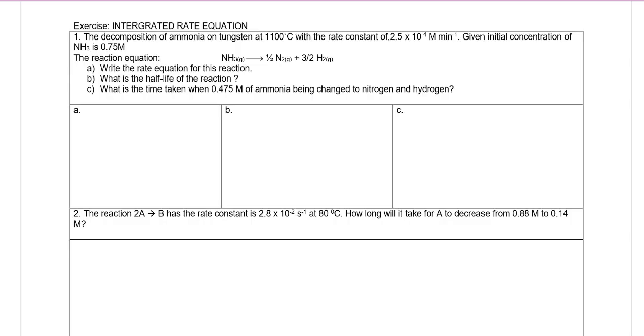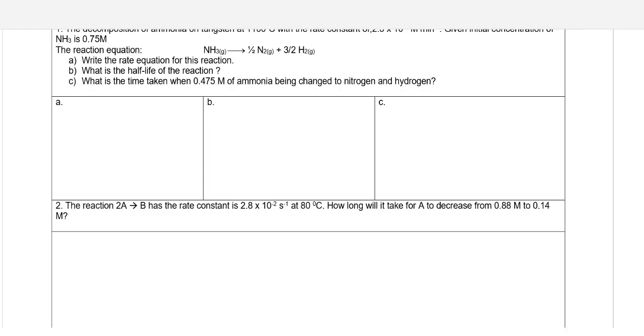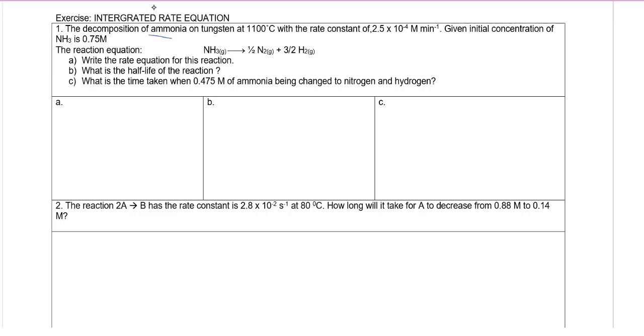Okay, next, we look at how to use integrated rate equation. Previously, we already learned how to use differential rate equation, how to determine order of reaction from rate law. So right now, we want to look at how to answer questions regarding integrated rate equation. The decomposition of ammonia on tungsten at 1,100 degrees Celsius has a rate constant of 2.5 times 10 to the power of negative 4 molar per minute, given the initial concentration of ammonia is 0.75 molar.